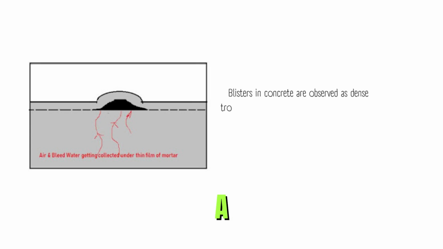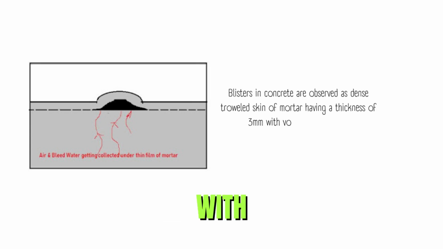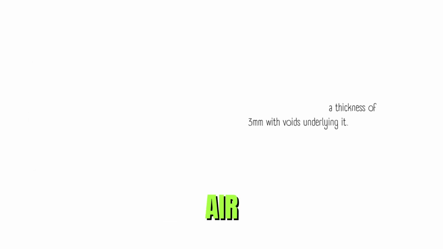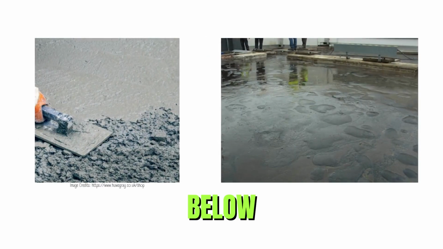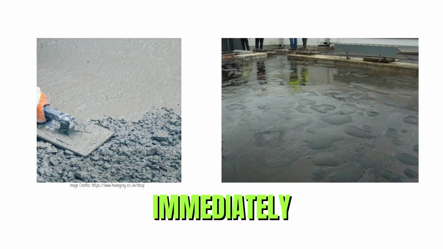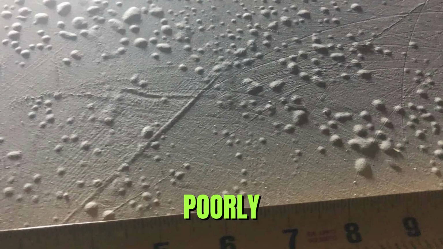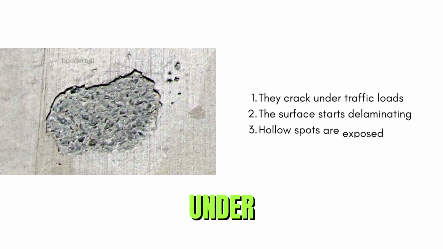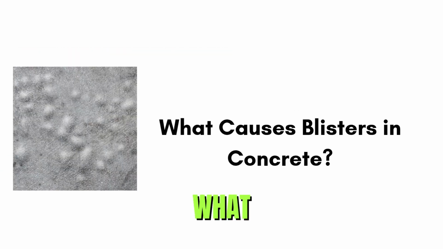How to identify blisters in concrete? Blisters appear as a dense, troweled skin of mortar with a thickness of about 3 millimeters, with voids beneath it. These air or water pockets move below the surface during troweling. They are often difficult to detect immediately after finishing, especially in poorly lit areas. In many cases, blisters become visible only when they crack under traffic loads, the surface starts delaminating, and hollow spots are exposed.